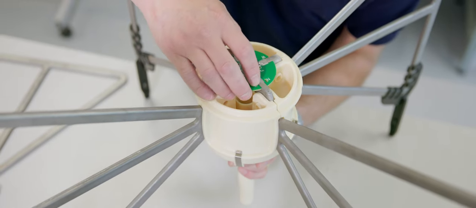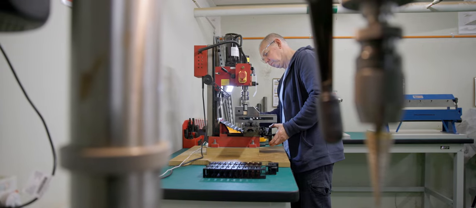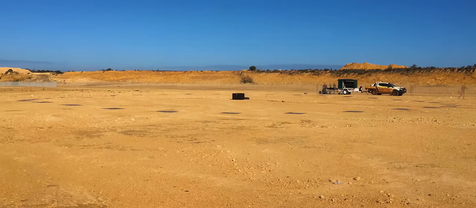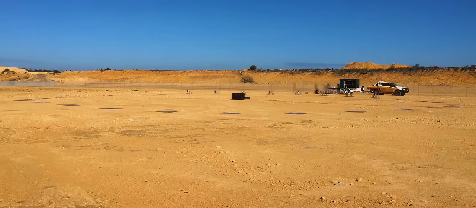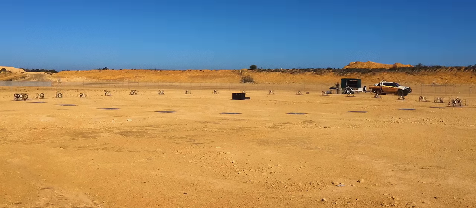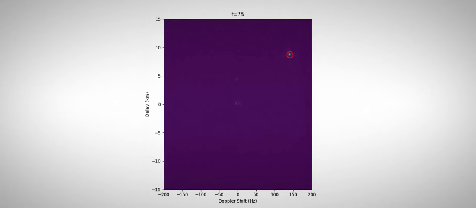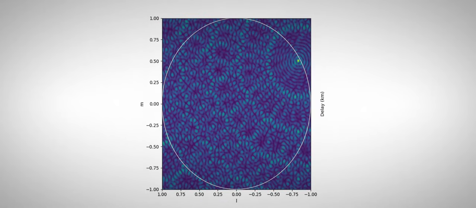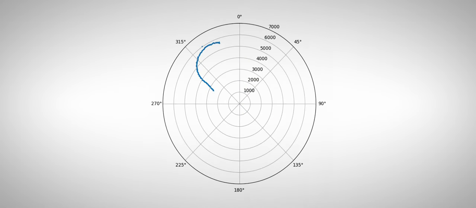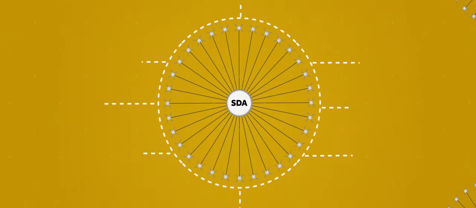The SDA system was designed in-house at Curtin University, manufactured in Western Australia, and is extremely portable. It can be deployed from a trailer by a team of five people within 2 hours of arrival at a new location. With its stealth-like capability, the SDA is a compelling proposition in defence applications as part of a future integrated sensor network.